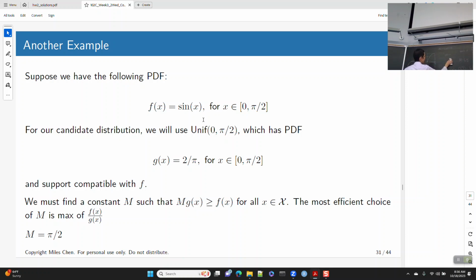So it's kind of just the first half there. We have to find a value m such that m times g of x is greater than f of x. For a candidate distribution, we're going to go from 0 to pi over 2, which looks like that.